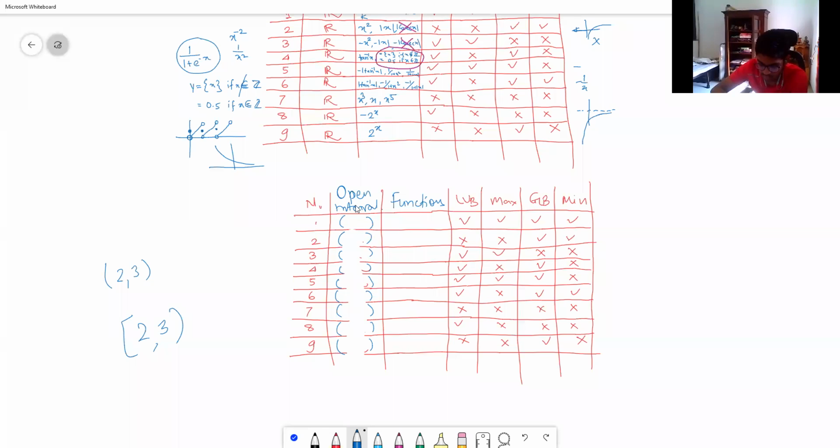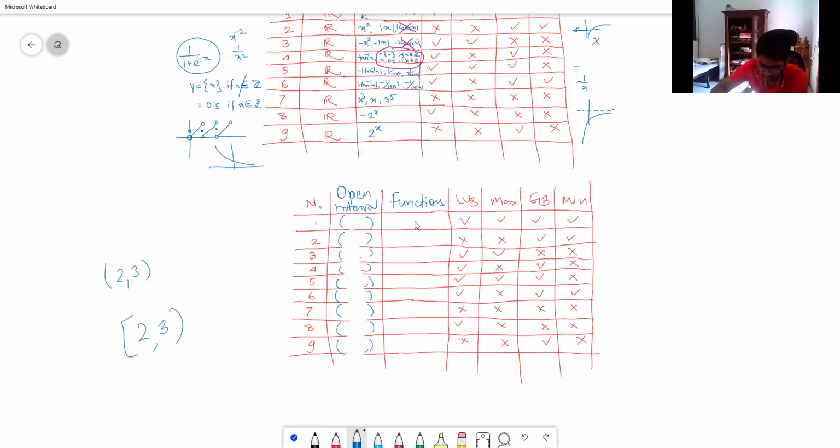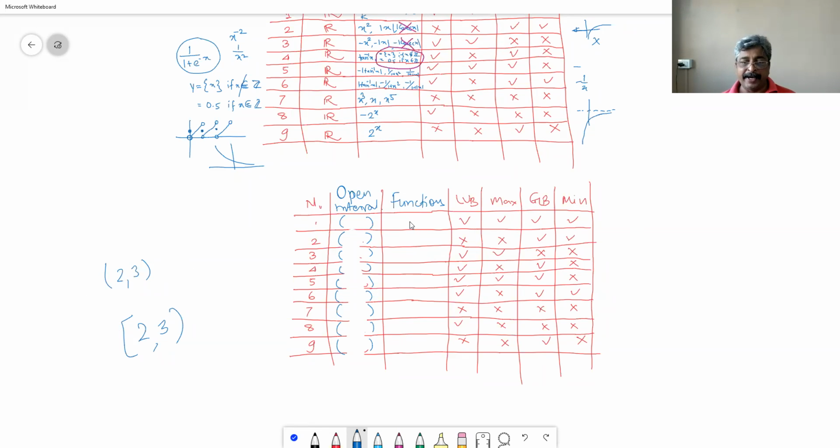Okay, next problem is your interval. Instead of real numbers as the domain, you have an open interval, like 2, 3, whatever you want to choose. Then write corresponding functions, a couple of them at least, so that they have these nine properties. I will wait for 10, 15 minutes. Now you are supposed to tell me the open interval and the function.